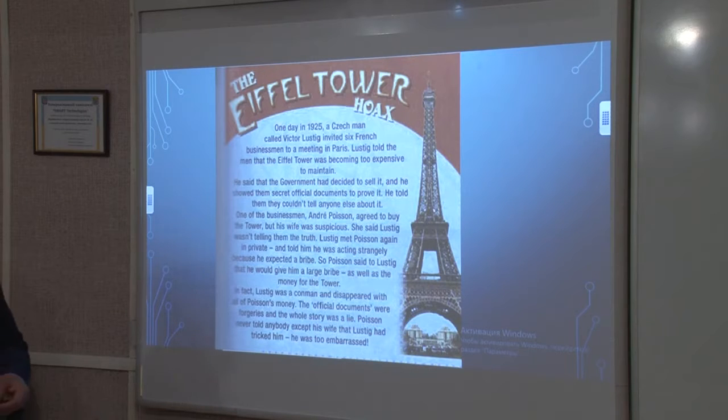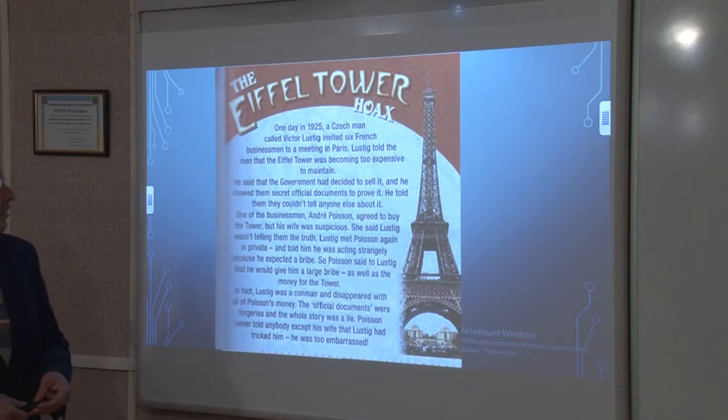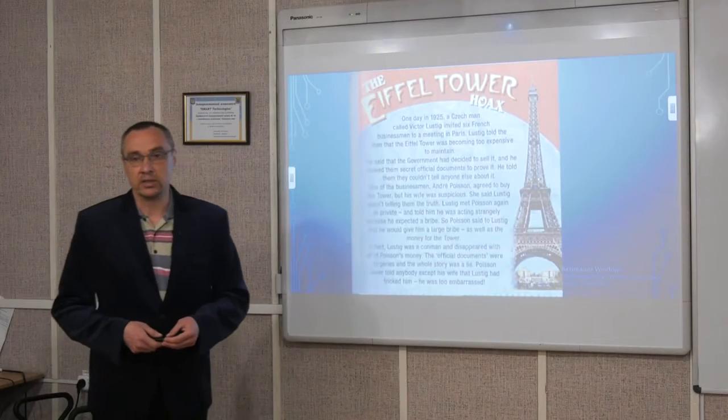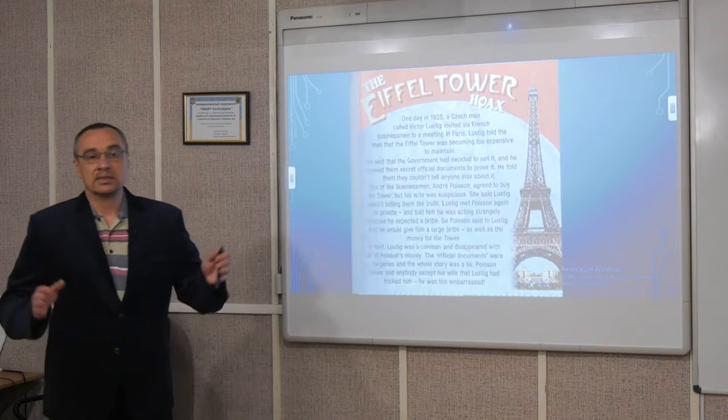One of the businessmen, André Poisson, agreed to buy the tower, but his wife was suspicious. She said Lustig wasn't telling them the truth. Lustig met Poisson again in private and told him he was acting strangely because he expected a bribe. So Poisson told Lustig that he would give him a large bribe, as well as the money for the tower. In fact, Lustig was a con man and disappeared with all of Poisson's money. The official documents were forgeries and the whole story was a lie. Poisson never told anybody except his wife that Lustig had tricked him. He was too embarrassed. So this is the text, and now some tasks.